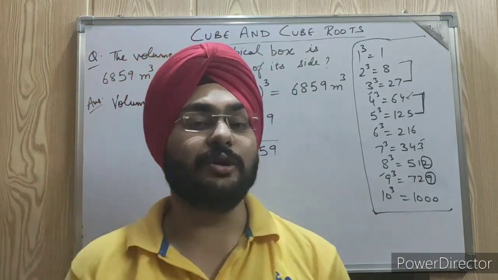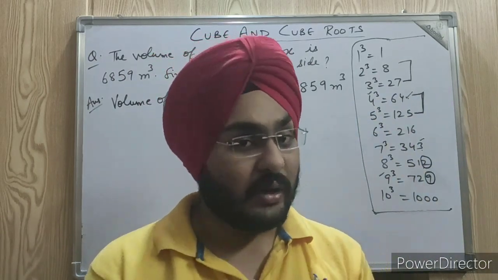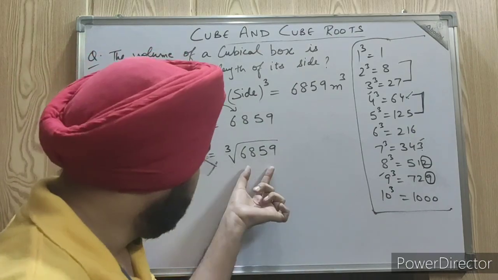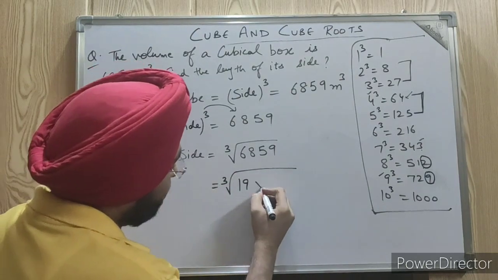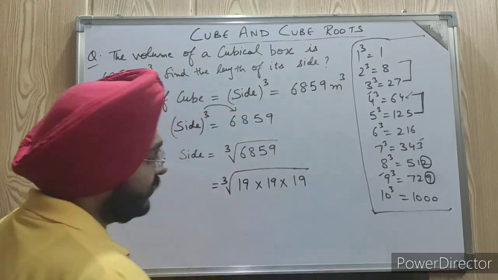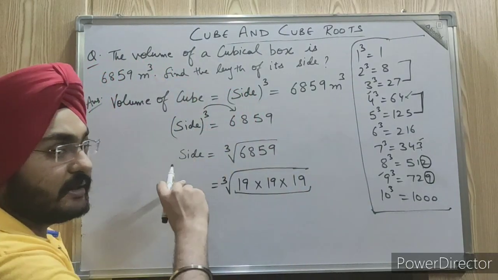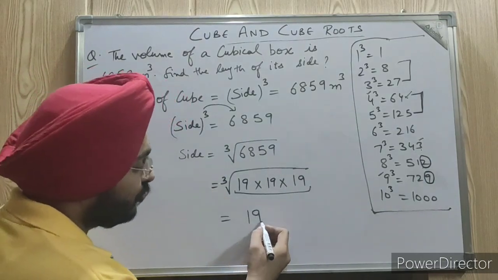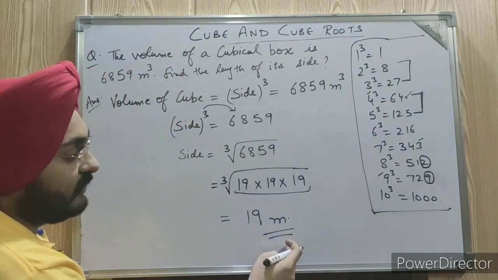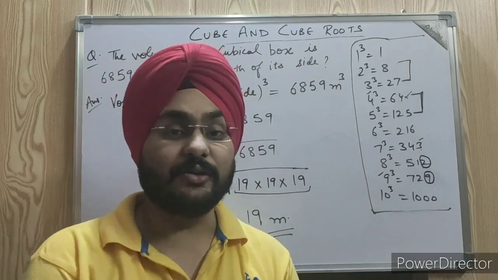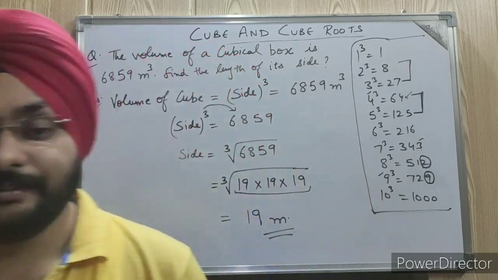Okay, remember I have told you to remember the cubes of 11, 13, 17 and 19. So if you are remembering those cubes, you will know that this is the cube of 19. So can I write in this way? 19 into 19 into 19. And when the triplet is formed and we take that 19 out, the cube root sign will go. So I will be saying the side will be equal to 19 meters, since we have been given meter cube, and the side will be in meters. So I hope this will be clear. The side of this cubical box will be 19 meter. Coming to the next question.